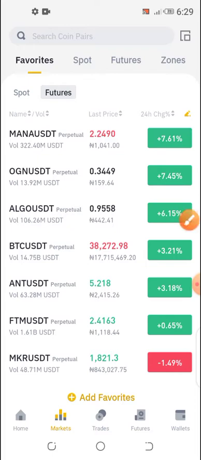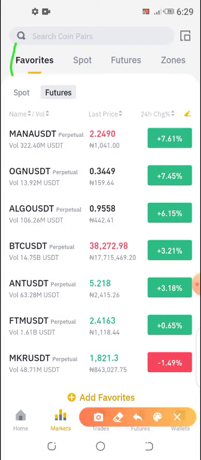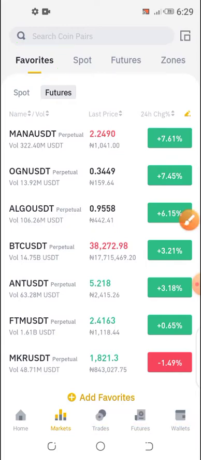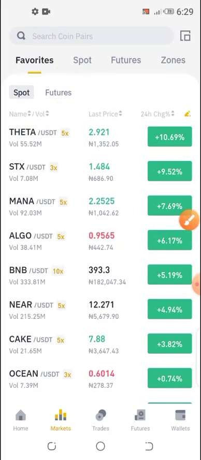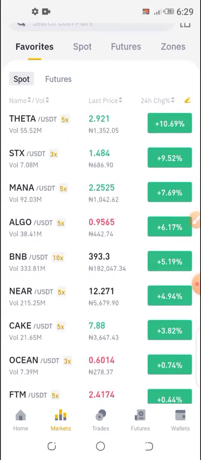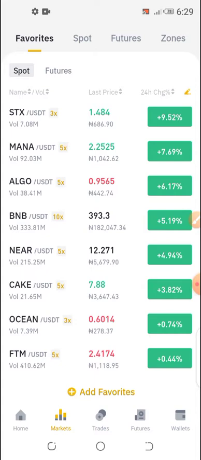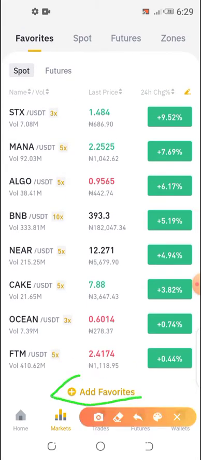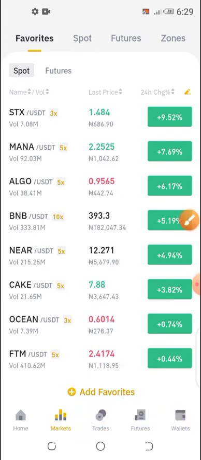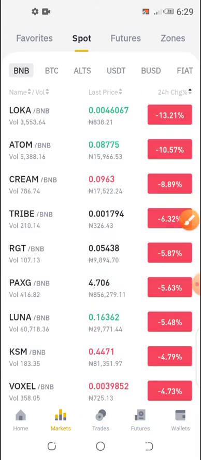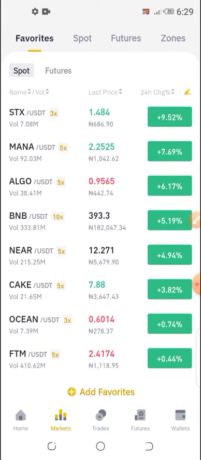On top here now, you see favorites. What comes under favorites is purely your own prerogative. Perhaps you have some favorite coins or tokens that you want to monitor. You put them up here. If you want to include any, when you scroll down here, you see where you have add favorites. You click on that, and then you can select the token that you wish to add to the favorites. So let's go back to favorites again.